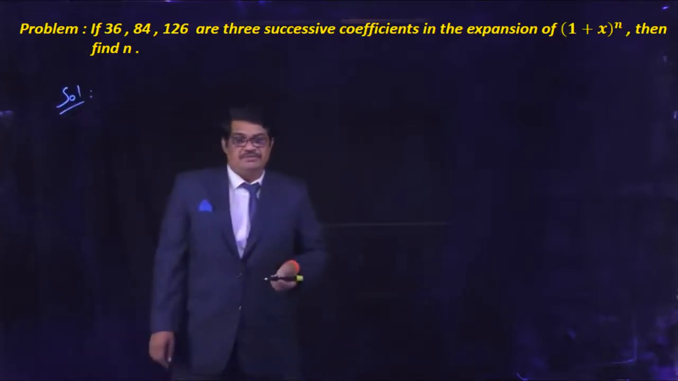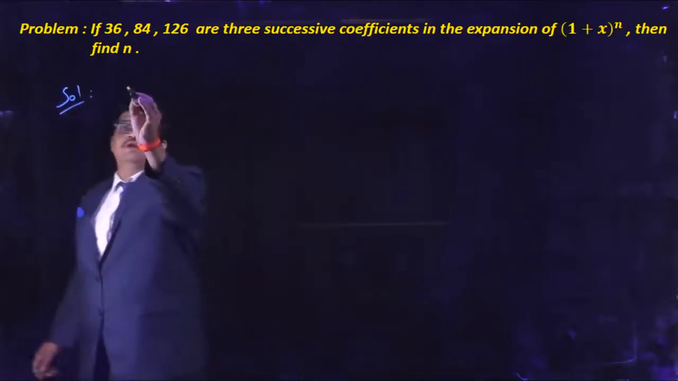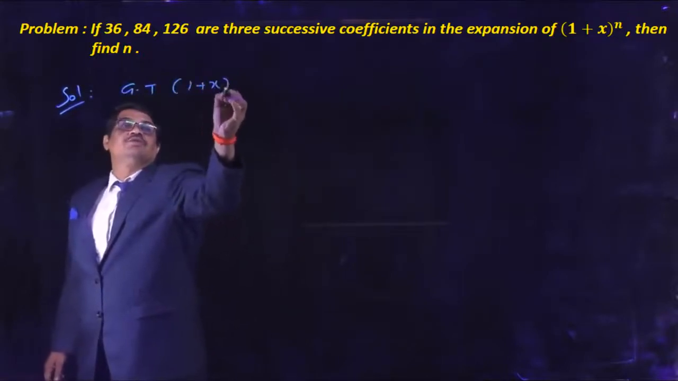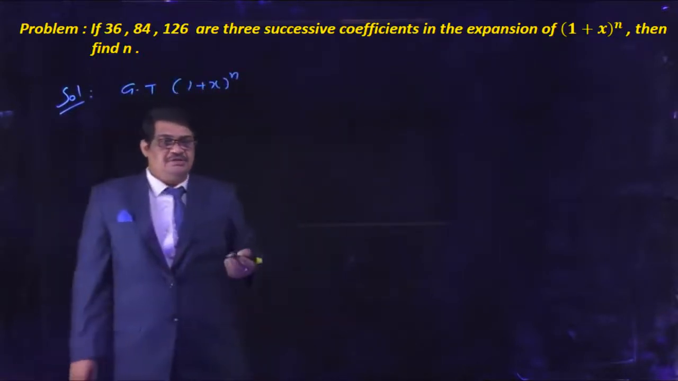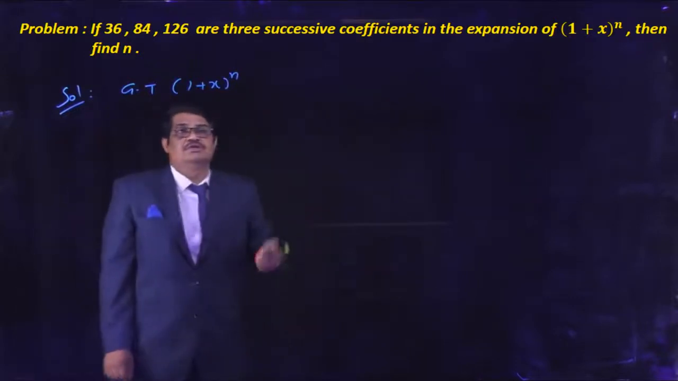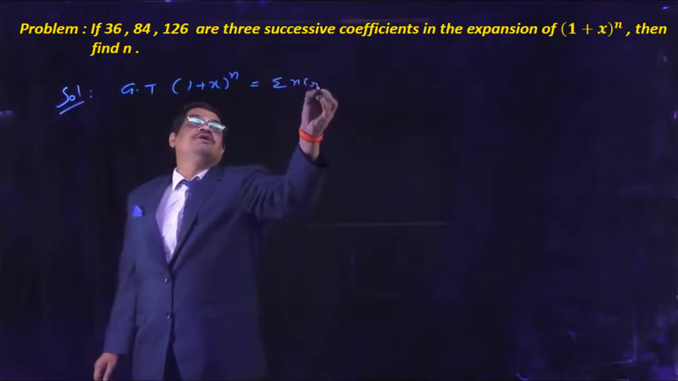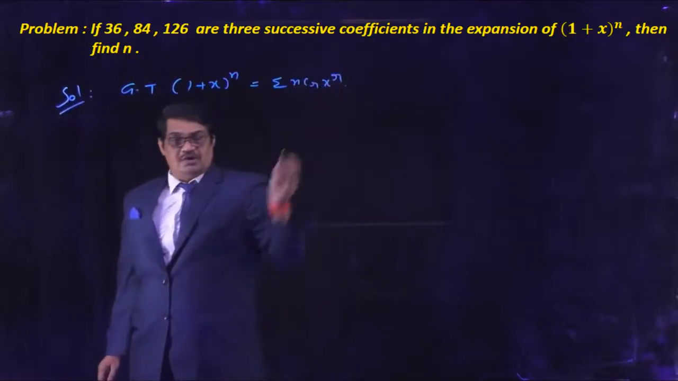What is the given expression? That is standard binomial expansion. That is given that 1 plus x whole power n. That is the standard binomial expression. So this can be written in the sigma notation. Sigma nCr x to the power of r.